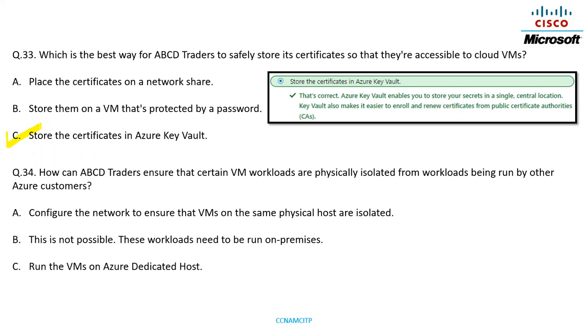Next question: how can ABCD traders ensure that certain virtual machine workloads are physically isolated from workloads being run by other Azure customers? Okay, so the answer you have to select, and you can choose from here. Configure the network to ensure that virtual machines on the same physical host are isolated. This is not possible. These workloads need to be run on premises. Run the virtual machine on Azure dedicated host. So this should be your answer, guys.